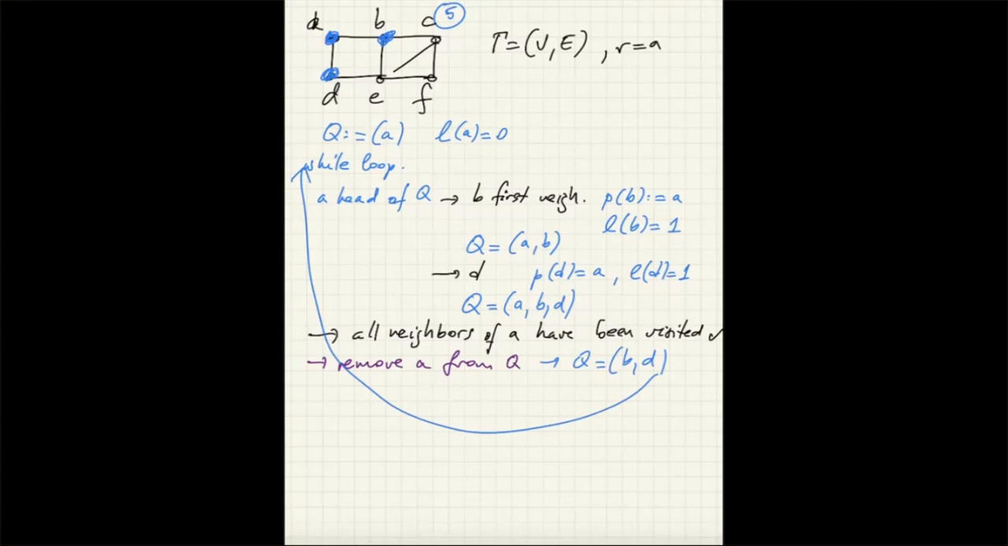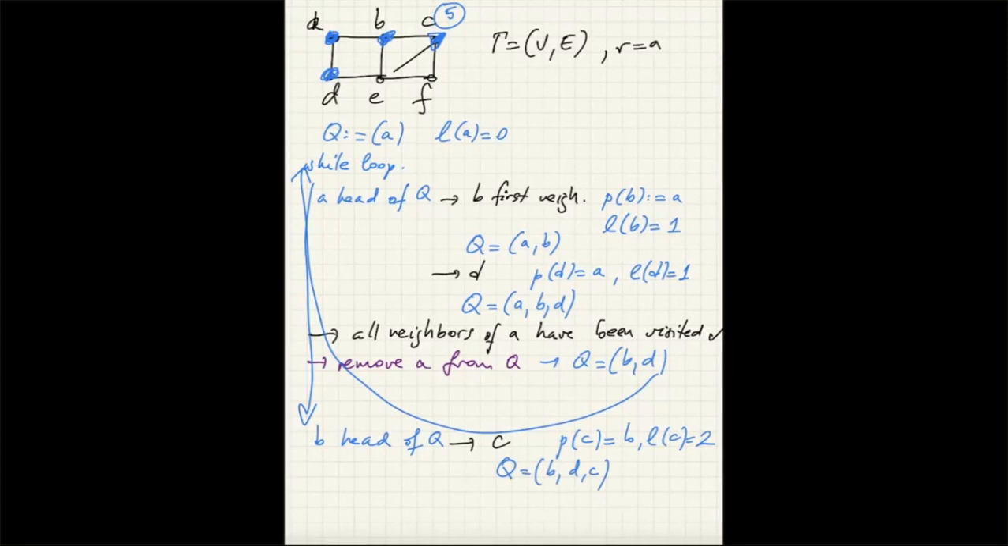And then when you go back in the while loop, B is the head of the Q. And we say, okay, does it have neighbors? Yes, the first neighbor will be C. So we visit C now. And what do we assign to C? The parent of C is B. The level of C is the level of B plus 1. So that's going to be 2. And the Q becomes B, D, C.